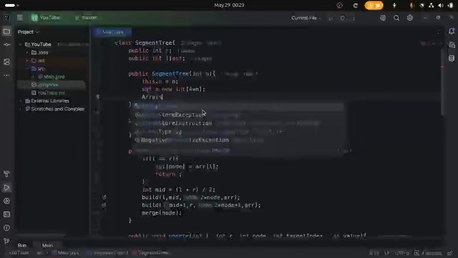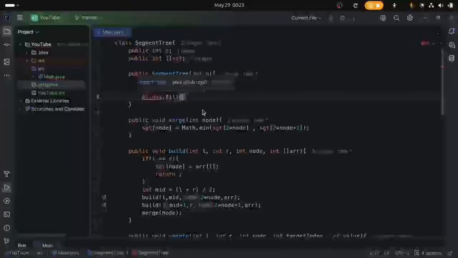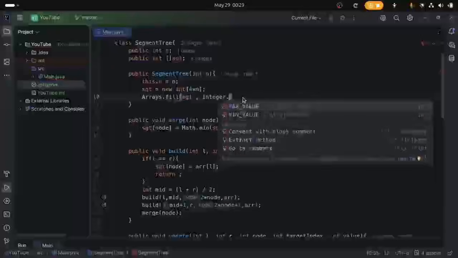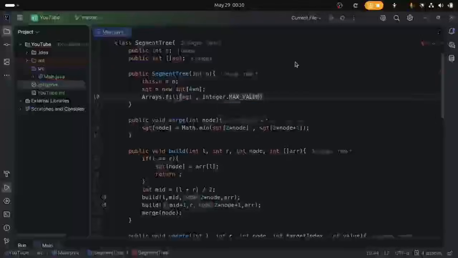You can initialize it using a for loop, or in Java we have the Arrays class which has the static function fill. Let's import the class. Using it on sgt, with what should you fill it? Now it depends upon the question. If in the question you know that your value won't exceed the maximum integer value, and here we are taking minimum, so we will initialize it with a very large value, which from the Integer class in Java you can take as the max value.